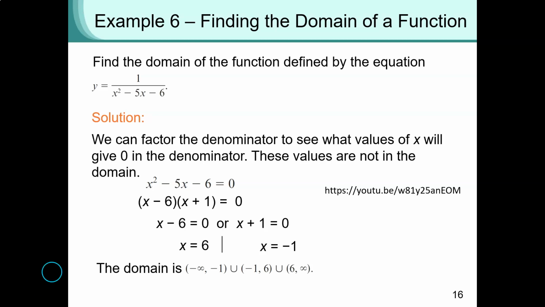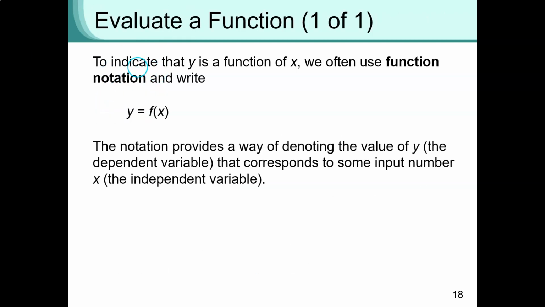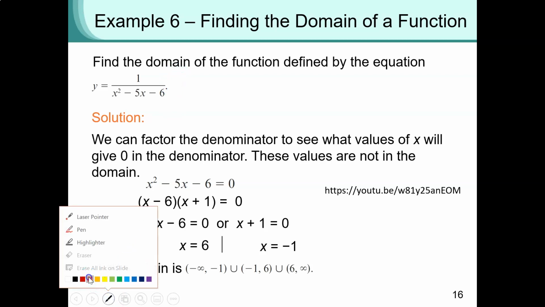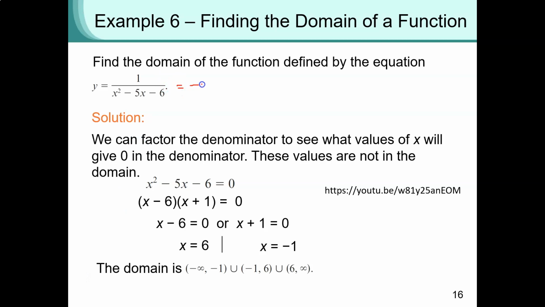Find the domain of the function defined by the equation y equals 1 over x squared minus 5x minus 6. So this is a rational function. So finding the domain of the rational function, as long as we can make sure the denominator will not get a 0, then that will be okay. So we find the factor form of the denominator. So we will have x here.